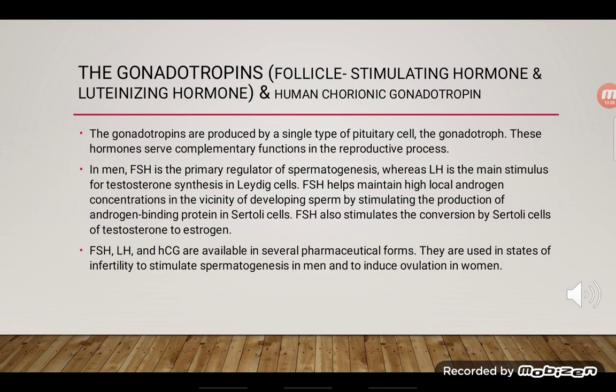FSH, LH, and HCG, human chorionic gonadotropins, are available in different preparations, and they are used to treat infertility in males by stimulating spermatogenesis, and in females by inducing ovulation. For the treatment of female infertility, we're not going to repeat this section again, because they're almost the same preparations.